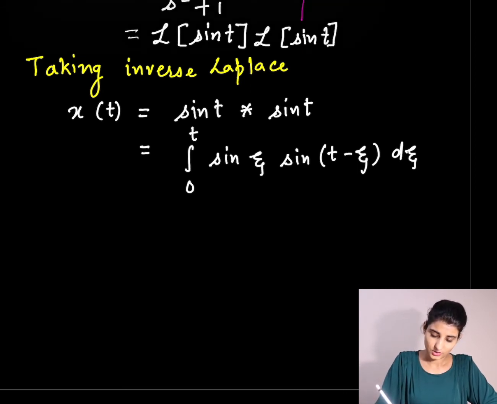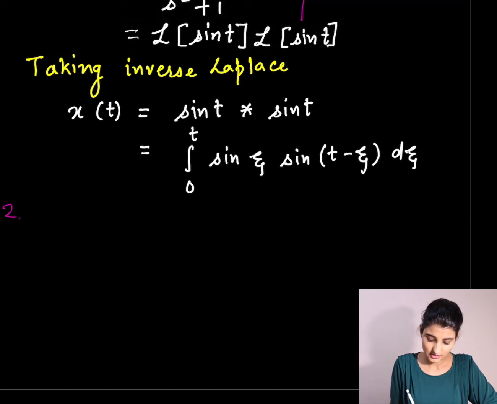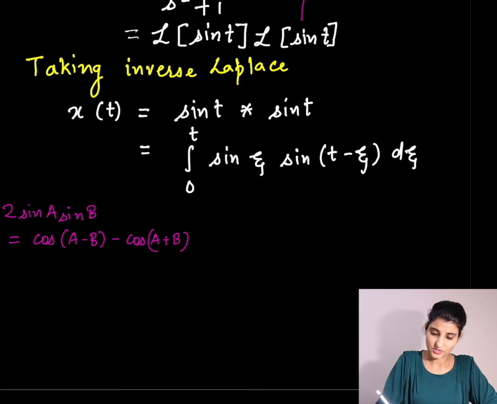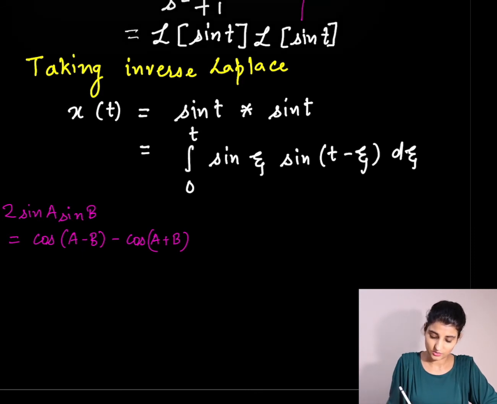And now we are going to use a trigonometric identity, which is 2 times sine A sine B is equal to cosine of A minus B minus cosine of A plus B. So we are going to use this identity over here.